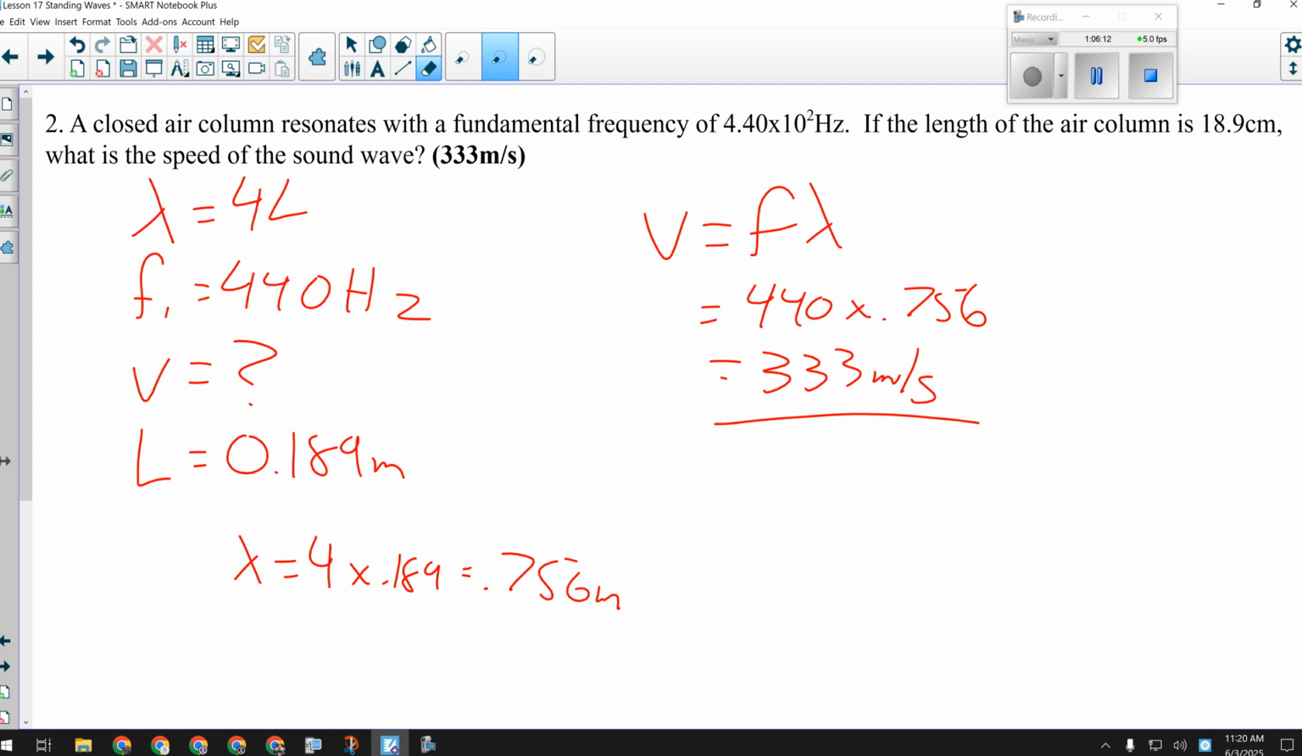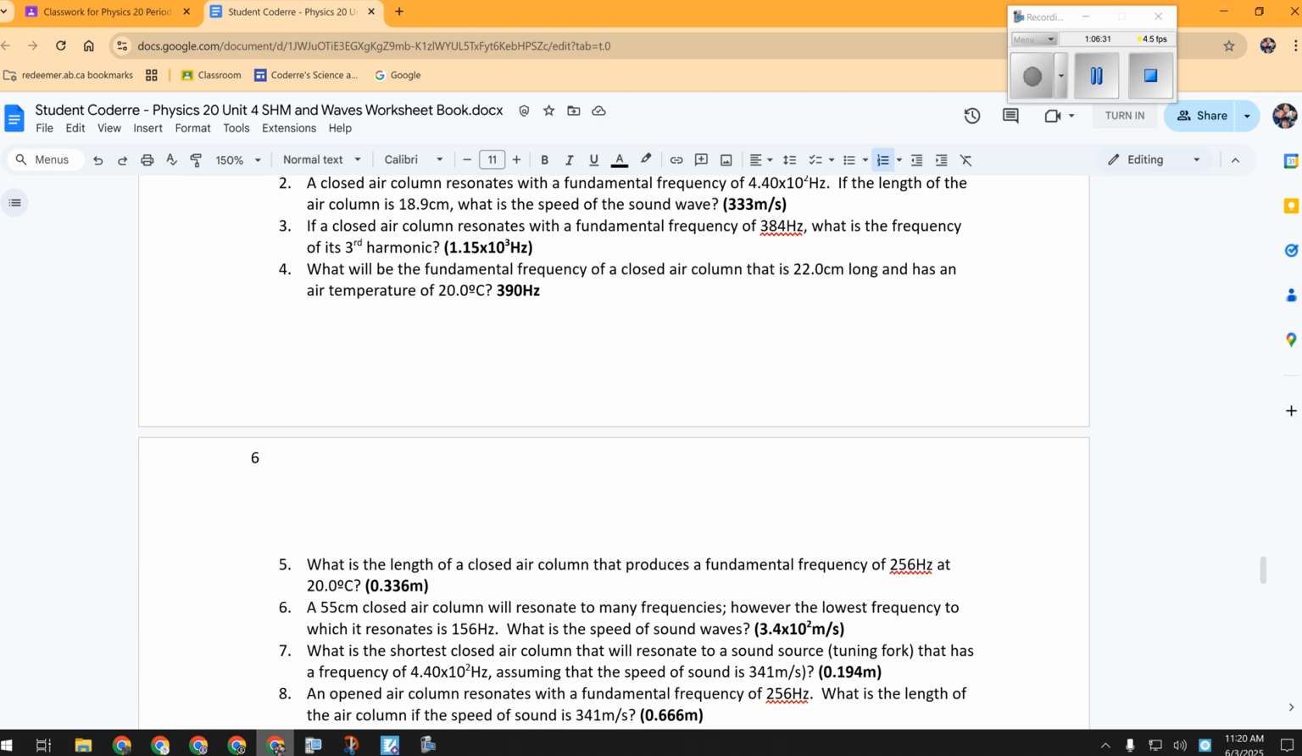There's really not much to air columns in terms of the math. There is a fair amount in terms of the visualization and understanding. Feel free to draw the pictures on there. I often do when I'm doing an air column question. I'll draw the picture of what the wave pattern looks like. I will put up a couple of the open ones here. You can give those a try as well.